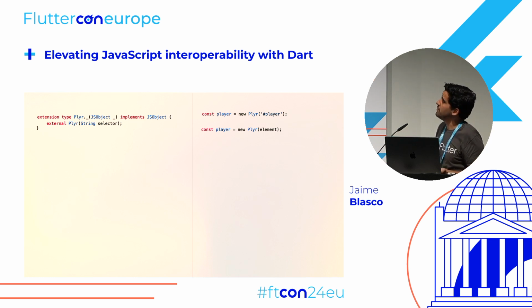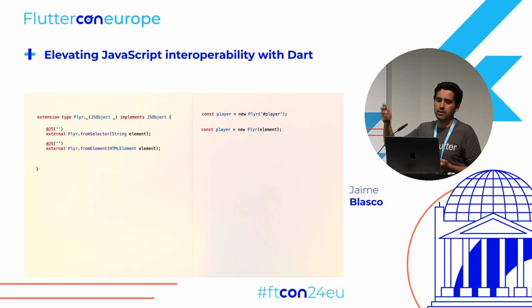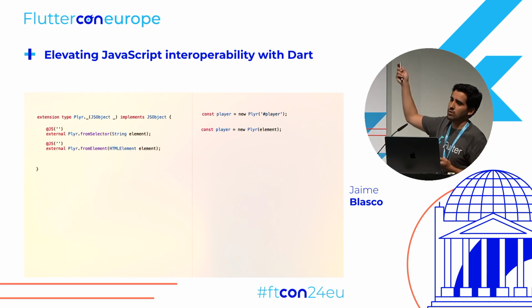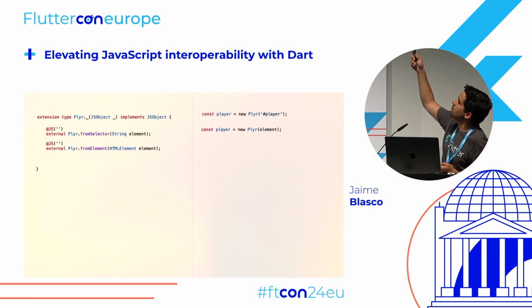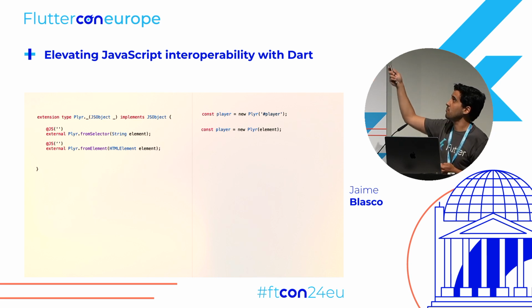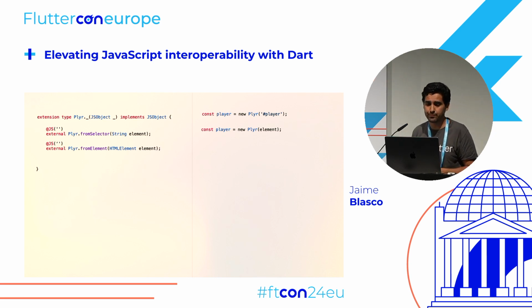That is not possible in Dart, but what we can do is have different named parameters, from selector and from element, and then reference both with the JS annotation to the same constructor. So in this case, both will be calling the same one, but with different parameters: one the string, and the other one directly the reference of the element itself.